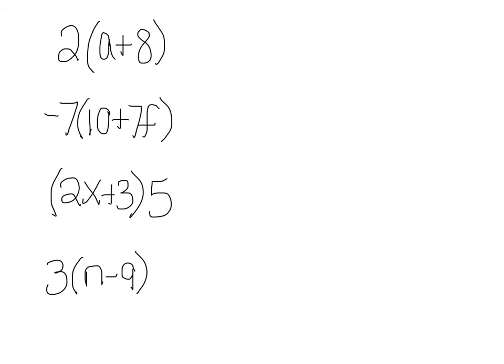So I want you to pause the video, try these 4 problems, and then when you're ready, start the video again and check your answers. All right, looking at the first one, we're going to take 2 and multiply it by a, and 2 multiplied by 8. So 2 times a is 2a, and 2 times positive 8 is positive 16. So we have multiplied out 2 times a plus 8 to get 2a plus 16.